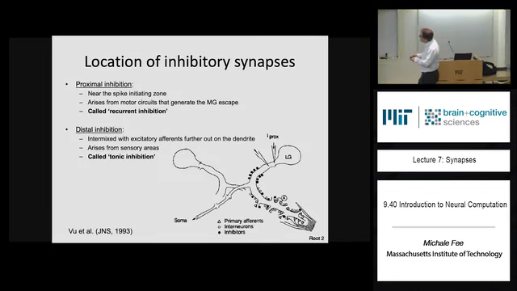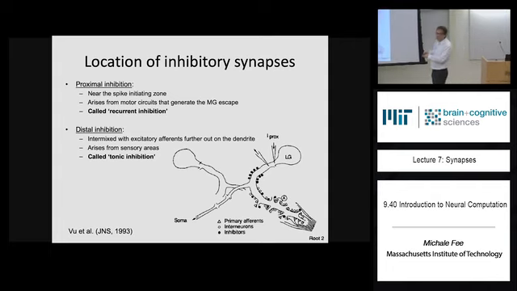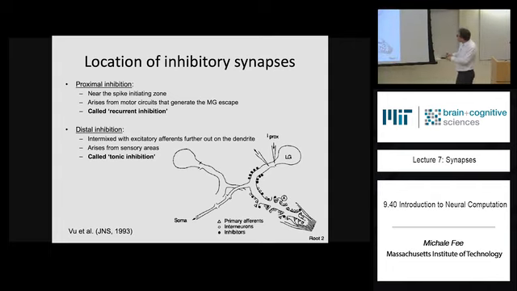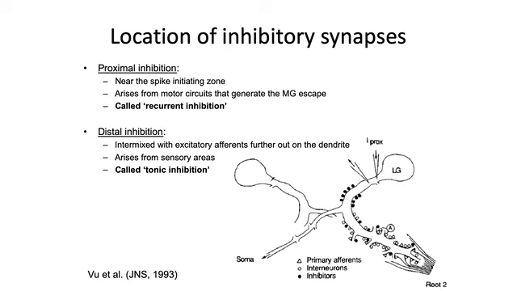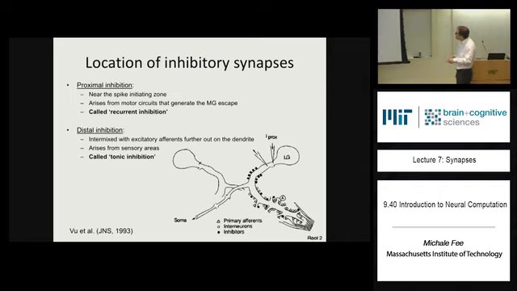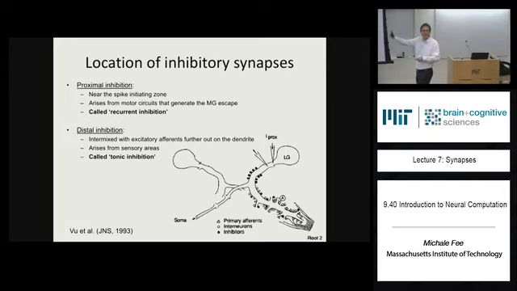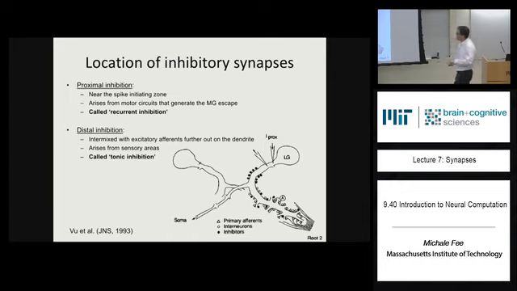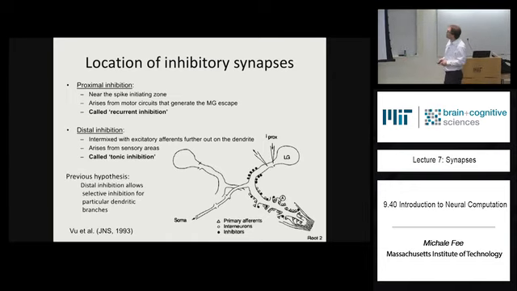So it turns out the LG neuron has two sites on it where you get sources of inhibition. There are a bunch of inhibitory inputs on the proximal dendrite near the spike initiation zone, which is right here. That's recurrent inhibition because it's coming from the other escape neuron, so it's recurrent within the motor system. And the other inhibitory synapses come out here on the dendrite, and they're coming from higher brain areas. It's called tonic inhibition for historical reasons.